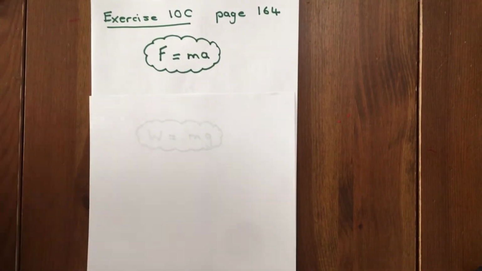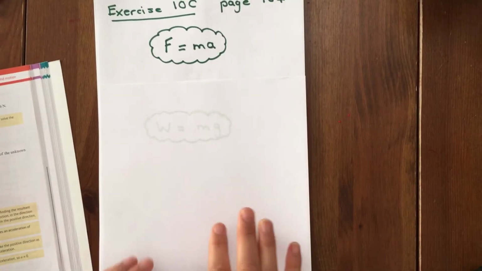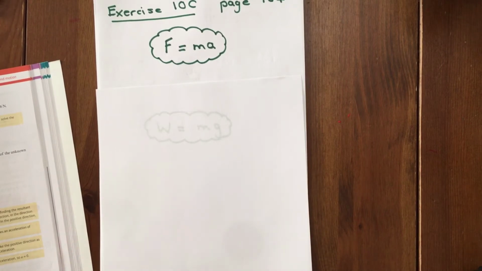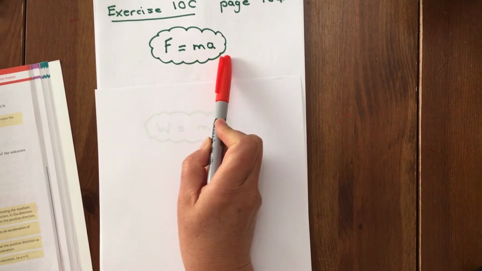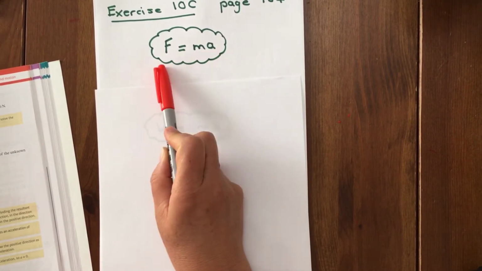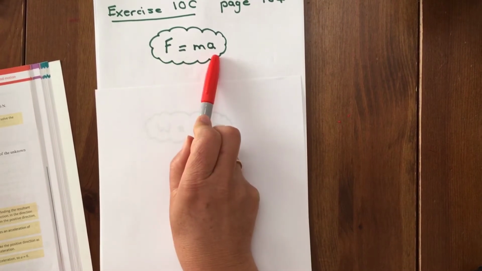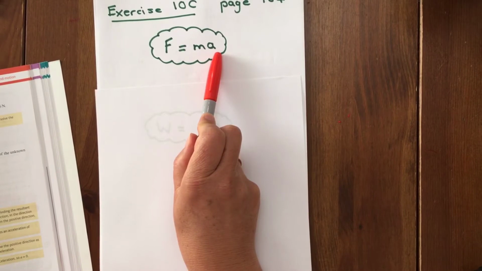So let's go. Right. What this chapter is about is a law called Newton's second law of motion, which says that force equals mass times acceleration. It's called the equation of motion. So write this down in your books. Force equals mass times acceleration.